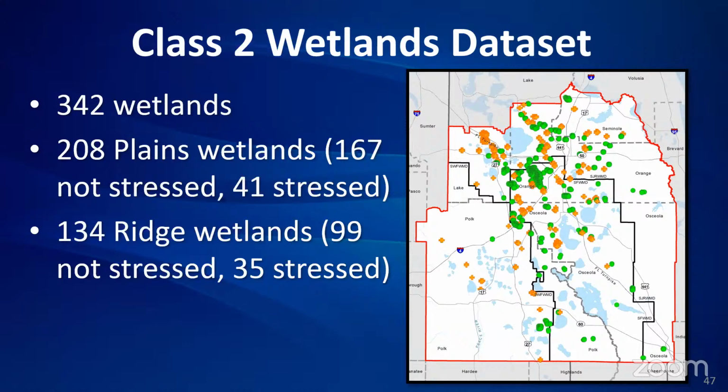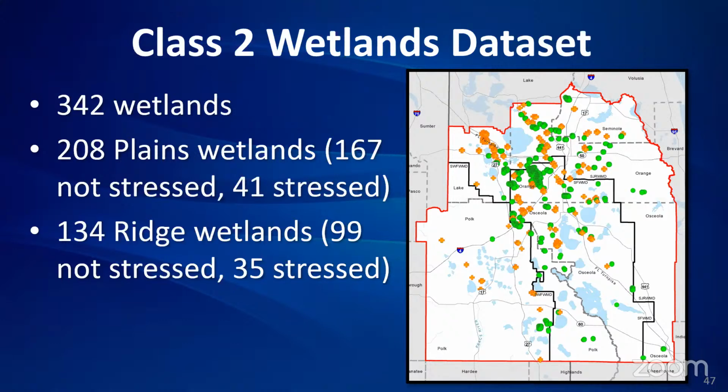Our Class 2 wetlands data set includes 342 wetlands, which includes about 125 more wetlands than the data set used in the previous analyses. And as I mentioned, we visited all the Class 2 wetlands. The data set includes 208 plains wetlands and 134 ridge wetlands. This is an example map from the 2020 Regional Water Supply Plan of the stress status of the Class 2 wetlands. Again, the orange crosses indicate that they were stressed, while the green dots indicate that they're not stressed.